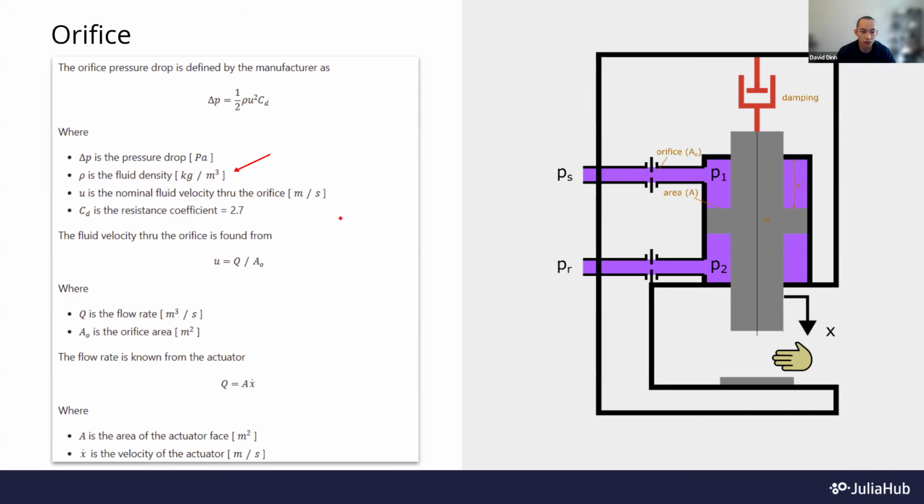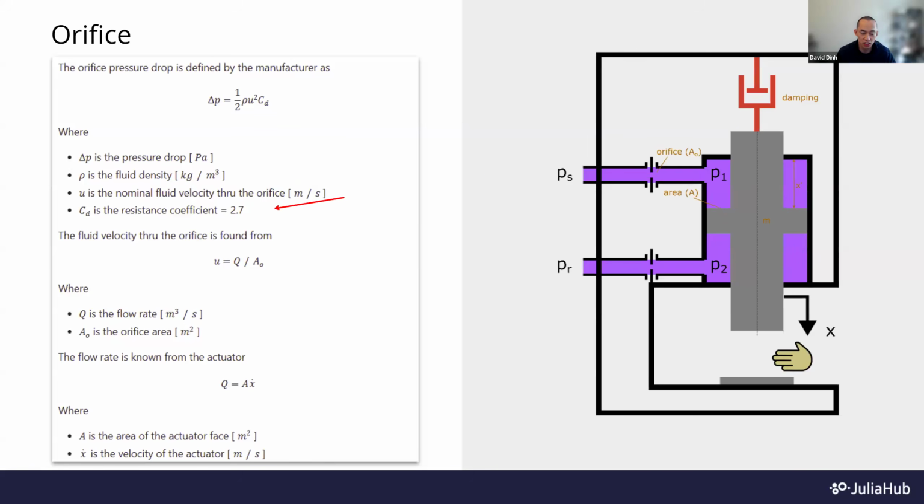Rho is simply the fluid density. In this case, we're going to consider all fluid to be incompressible, so density will be constant everywhere inside of our system. U right here is the nominal fluid velocity through the orifice in meters per second. So that's how fast the fluid is moving through this orifice.